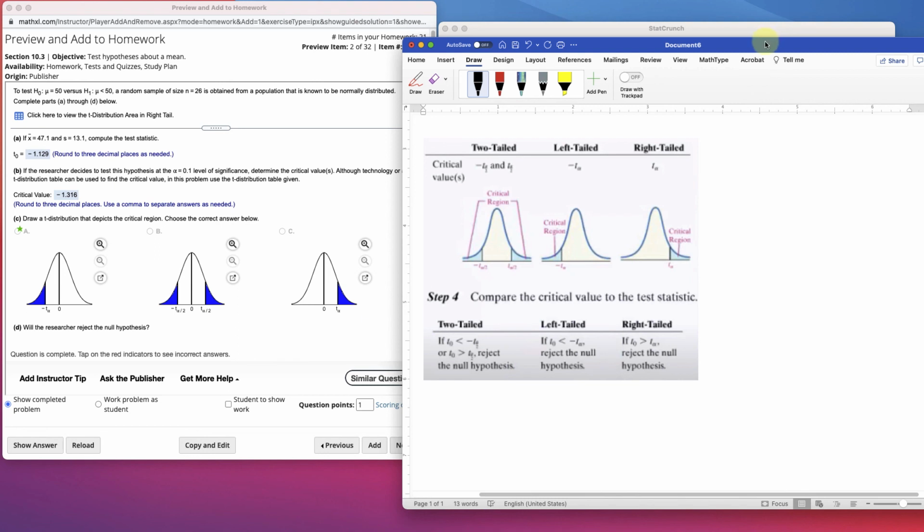Okay, hopefully that helps with StatCrunch and hypothesis testing on population means.